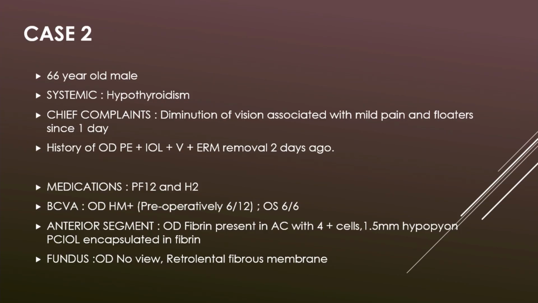The left eye was 6/6. Anterior segment showed 1.5 millimeters of hypopyon along with fibrin and AC cells of +4. The PCIOL was also encapsulated within the fibrin.